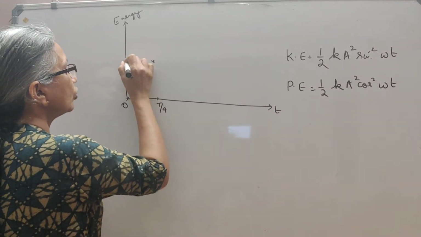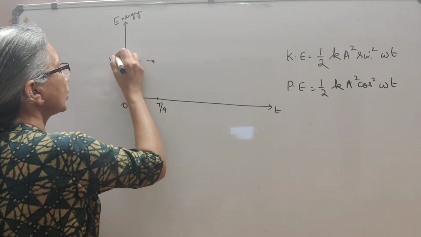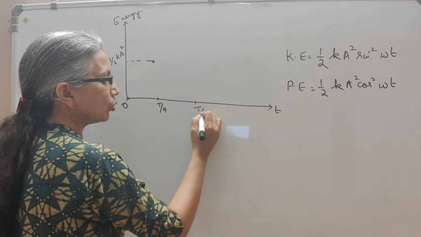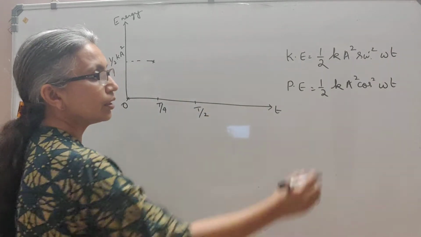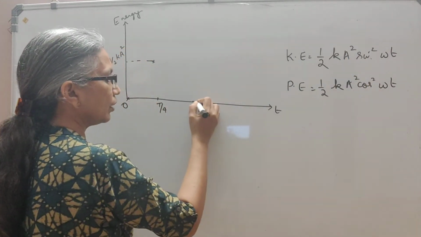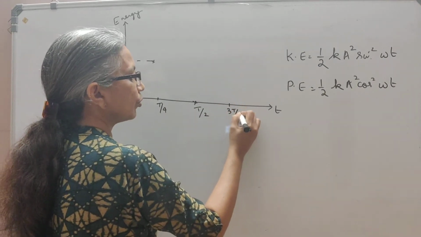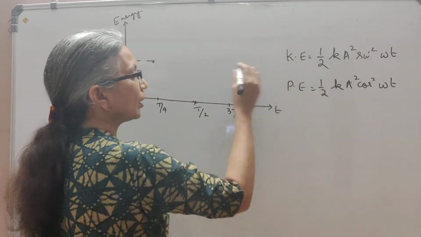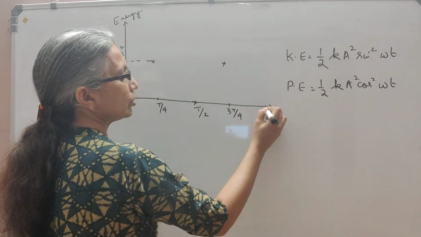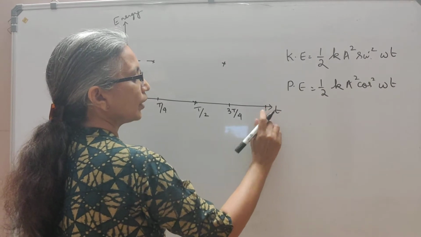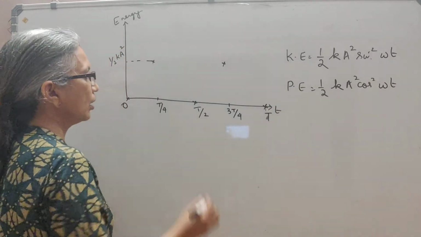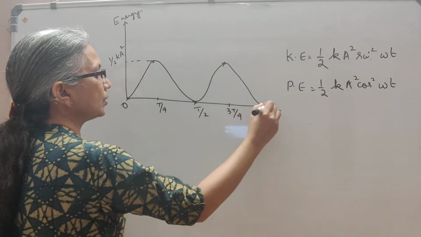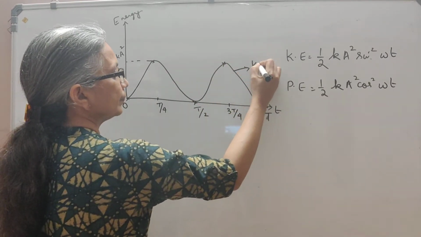So you have the maximum value, which corresponds to half k a square, the total value. Then at t by 2, the angle is pi, so sin 180 will be 0 again. Then at 3t by 4, that is going to be 3 pi by 2, which is 270, but squared, and it will become plus 1. And to complete one time period, you will have 0 again. So a sine curve like this will represent the kinetic energy here.